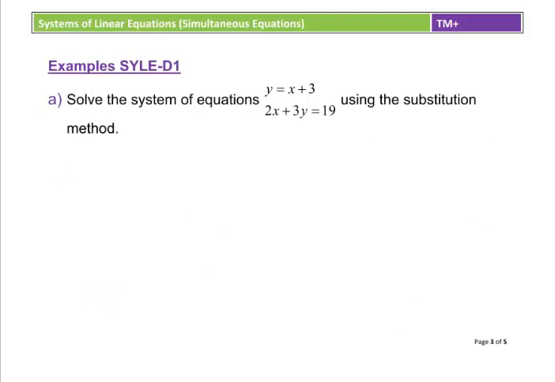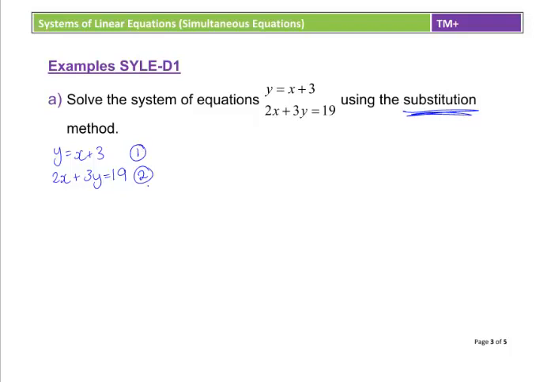So let's look at an example, it might make it a little bit easier to understand. Solve the system of equations y equals x plus 3 and 2x plus 3y equals 19 using the substitution method. We are going to be looking at three methods of solving, so it's important to use the method that you're being asked to use. If a method isn't specified, you can do it whichever way you want, but in this case it is asking for the substitution method. So let's label our equations.